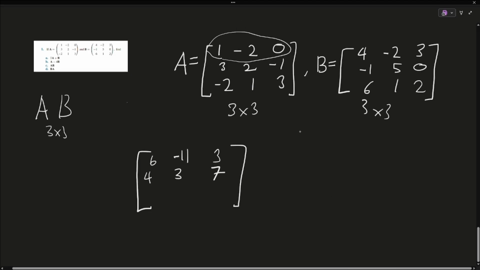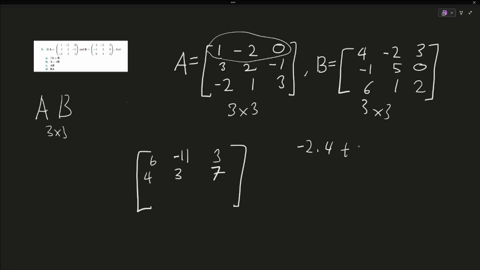The last row will be -2 times 4. We're going to get the last row multiplied with each column here, plus 1 times -1 plus 3 times 6. And this will be, guys, -8, -9, just positive 9.